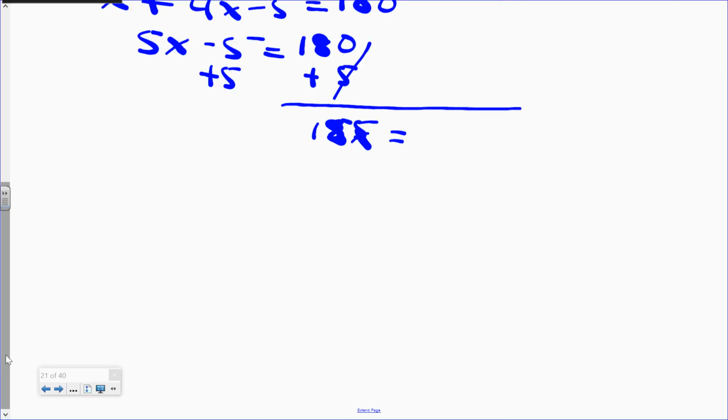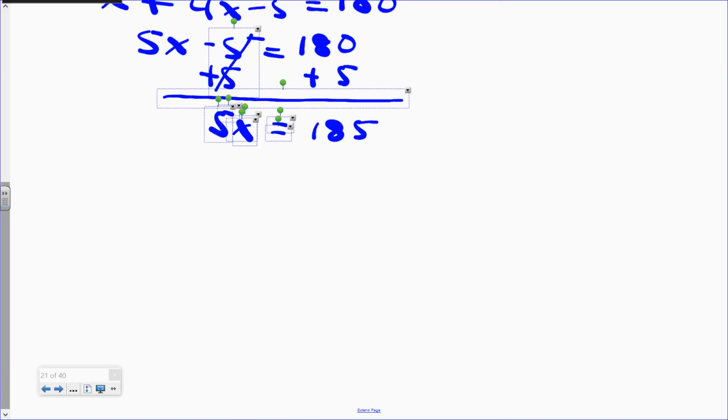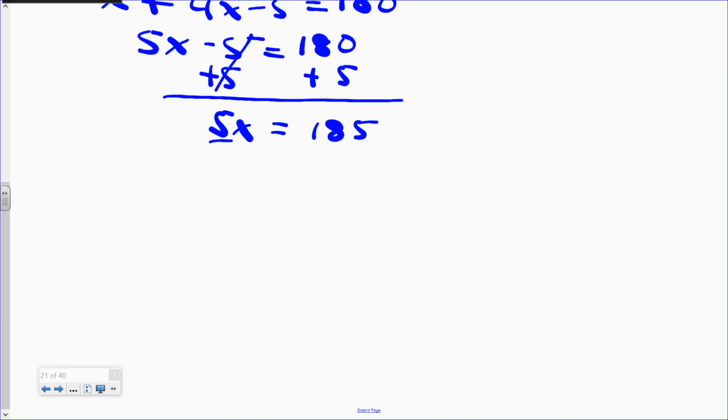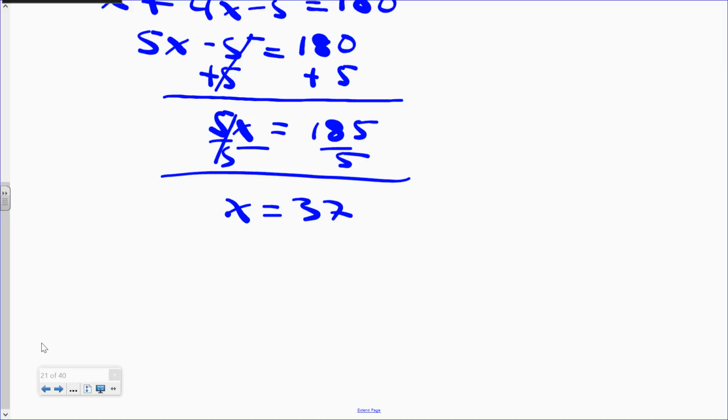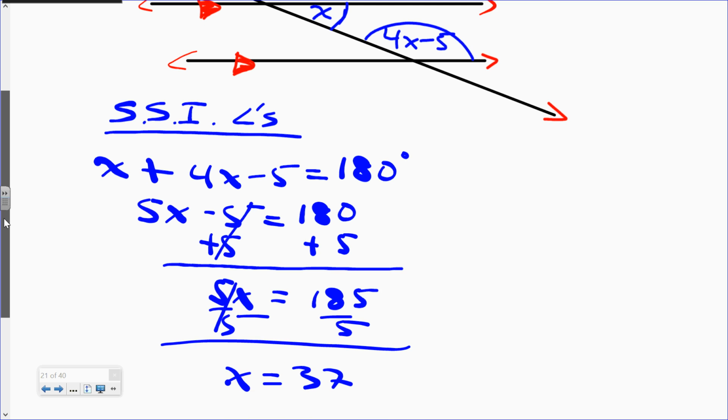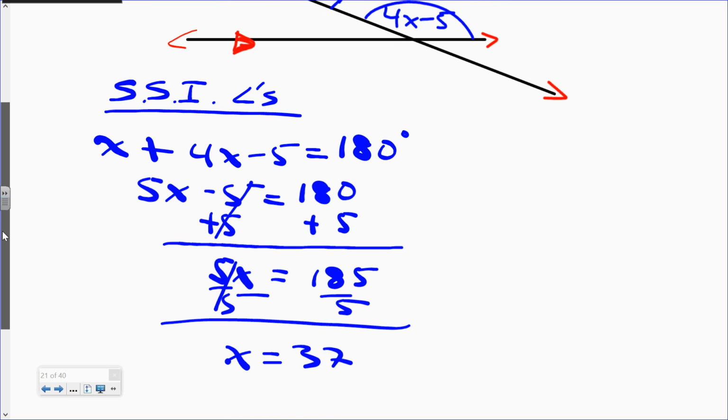Divide by 5, maybe not. Let's divide by 5 now. And I think that's 30 something, right? Awesome. Done. Mission accomplished. All because we knew our parallelism angles. Same side interior. Added to be 180.